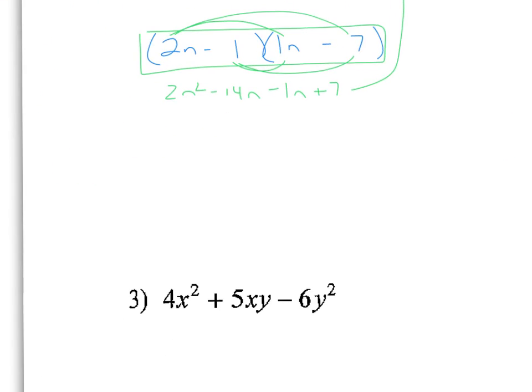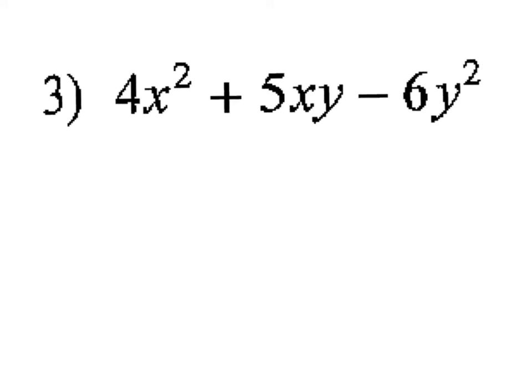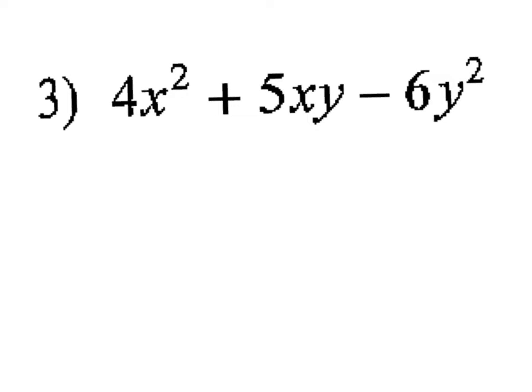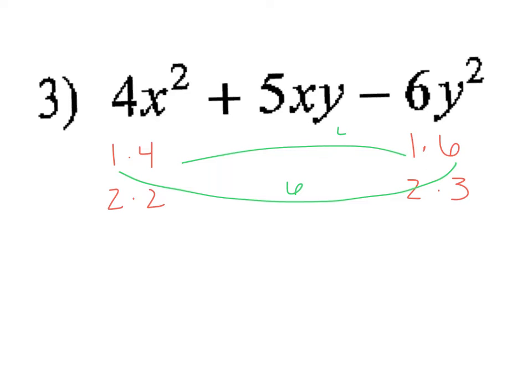Okay, on number 3 here. Again, we're starting our list. So I've got 1 times 4, 2 times 2, 1 times 6, and 2 times 3. Now I'm working inside, outsides here. So I get 1 times 6 is 6, and 4 times 1 is 4. Now I know that's not going to be 5, but let's backtrack for a second. Our signs, we should have had a positive and a negative, which means we're going to subtract.